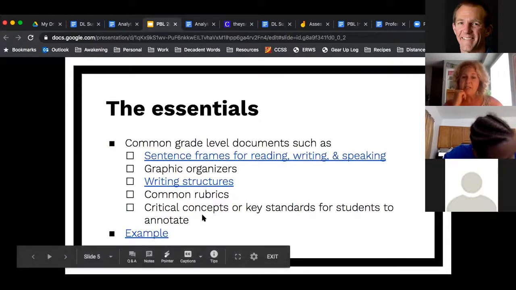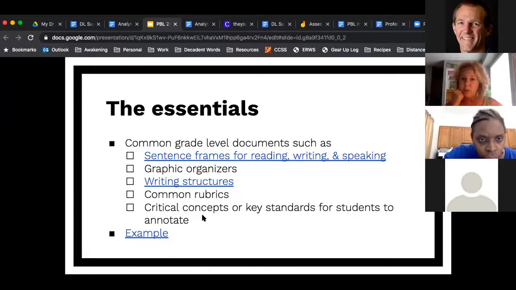Another thing that is powerful is to include key standards that you're using in the project. For students to be able to read and annotate their standards is really powerful. It could be through the lens of the critical concepts or through the lens of particular pages from the Common Core standards, but that's another example of something that helps to make learning visible for students.